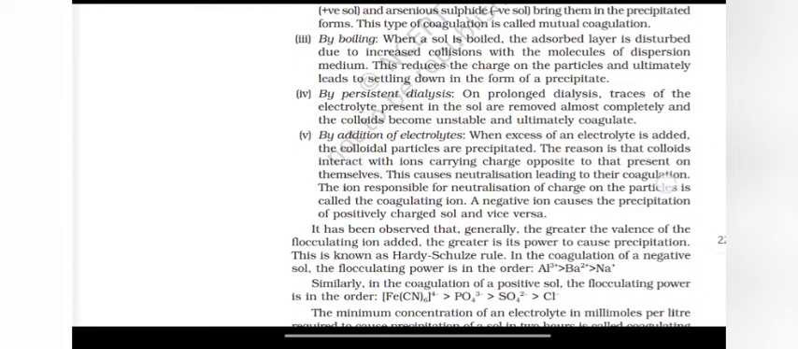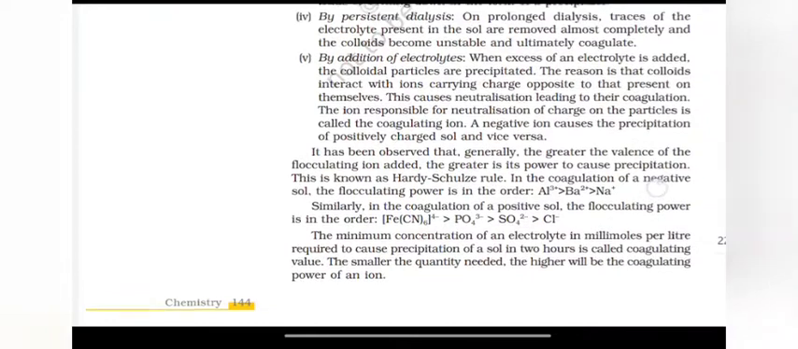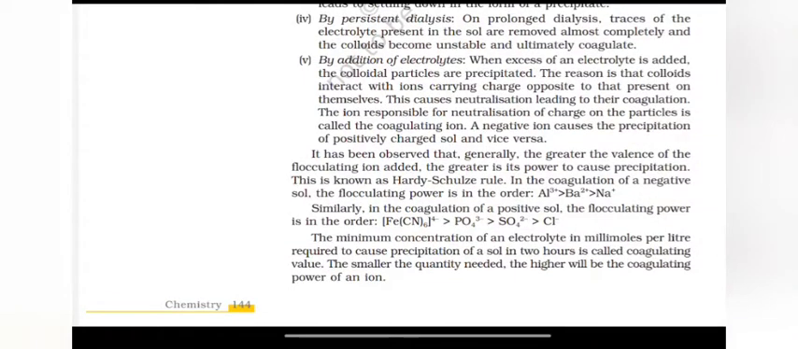By boiling. When a sol is boiled, the adsorbed layer is disturbed due to increased collision with the molecules of the dispersion medium. This reduces the charge on the particles and ultimately leads to settling down in the form of precipitate. By persistent dialysis. On prolonged dialysis, the traces of electrolyte present in the sol are removed almost completely and colloids become unstable and ultimately coagulate.